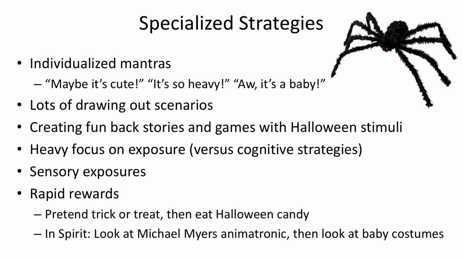But other things like, for example, when we're at the Spirit Halloween store, we look at the Michael Myers animatronic, but then we look at the cute baby costumes. Right? So there's this really fast switch between we're trying something scary, but then we're doing something really fun and more reinforcing right afterwards. And in a session, that kind of back and forth can happen 100 times sometimes. Just really, really rapidly showing the child that they're comfortable in that moment and we can move on to the next thing.